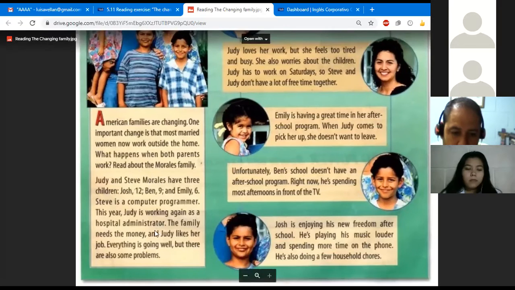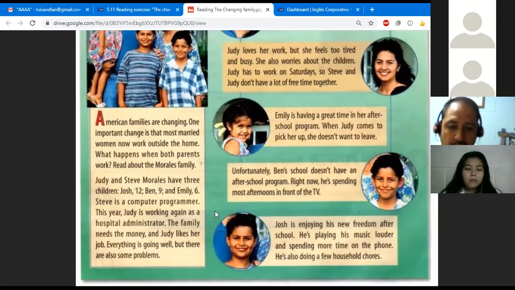Read the second paragraph. Judy and Steve Morales have three children, Josh, 12, Ben, 9, and Emily, 6. Steven is a computer programmer. This year, Judy is working again as a hospital administrator. The family needs the money, and Judy likes her job. Everything is going well, but there are also some problems. Okay, now we have jobs.